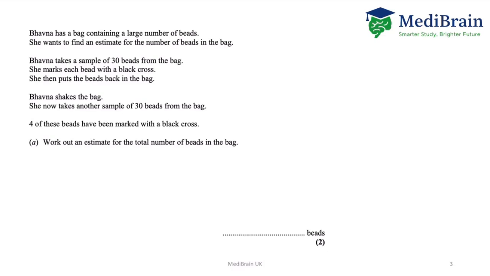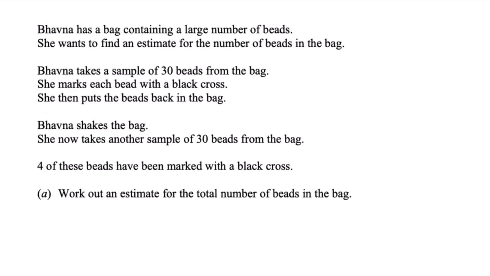And normally in a GCSE paper or any exam that you are sitting, you would normally get a question like this at least once across the 3 papers that you sit. It says, Bhavna has a bag containing a large number of beads. She wants to find an estimate for the number of beads in the bag. Bhavna takes a sample of 30 beads from the bag. She marks each bead with a black cross. She then puts the beads back in the bag.